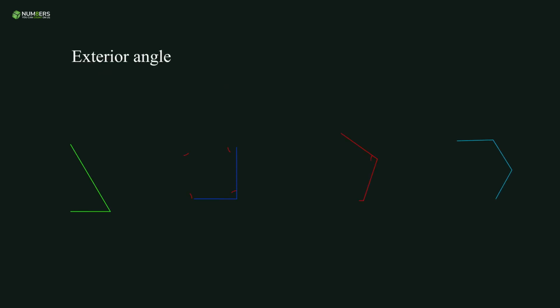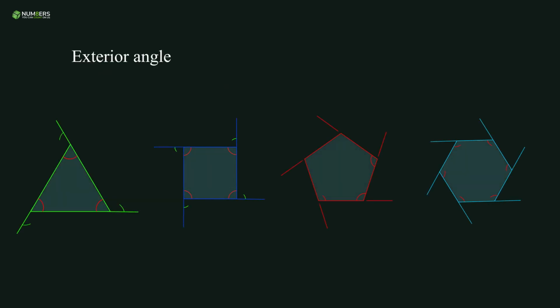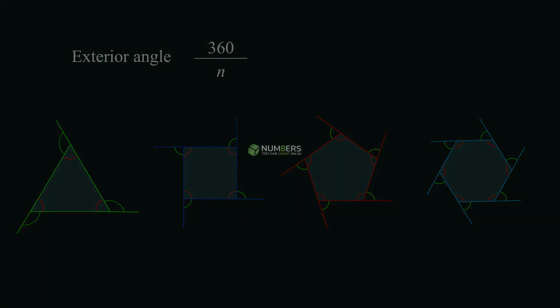In short, an exterior angle for an n-sided shape can be calculated by simply dividing 360 degrees by n, which is the number of sides that each regular polygon has.